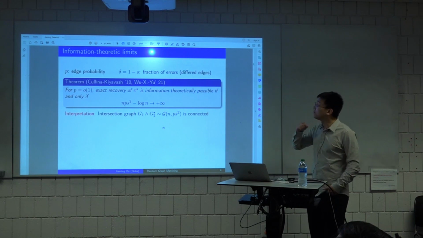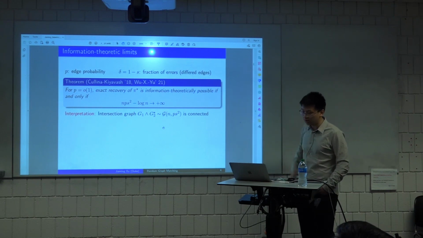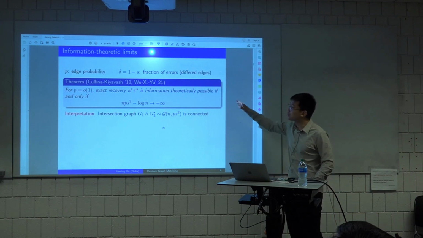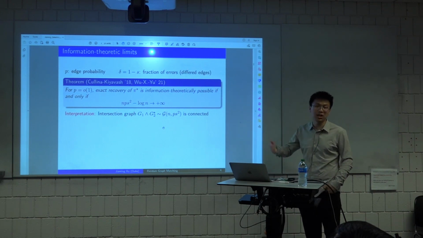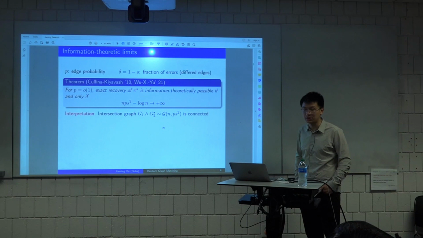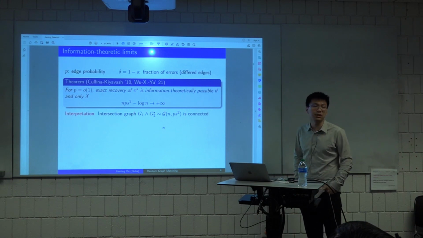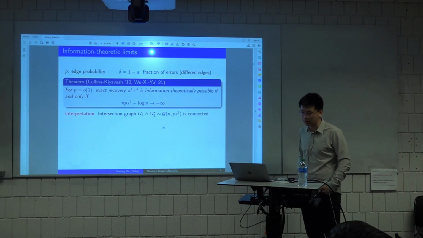Okay, so this is actually what we covered in the last lecture about information-theoretic limits. Here I focus on the exact recovery. Last time we talked about many different performance criteria: partial recovery, almost exact recovery. But in this lecture, I'm going to focus on exact recovery. In the next lecture, I'm going to talk about some algorithms for partial recovery.